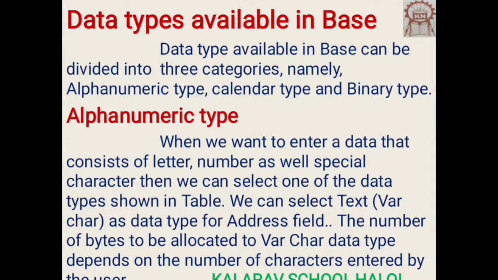Alphanumeric type. When we want to enter data that consists of letters, numbers as well as special characters, then we select one of the data types shown in the table. When you want to enter any data like numbers, characters or special characters, you select any one data type for each field in the table. We can select text as data type for the address field. The number of bytes to be allocated to varchar data type depends on the number of characters entered by the user.